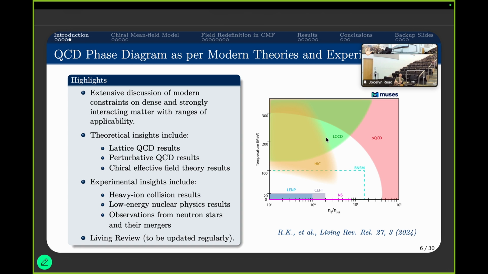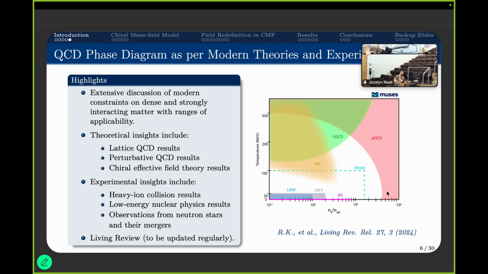So here I have represented the QCD phase diagram as per the contemporary theories and experiments, not just lattice QCD but other fundamental theories as well as the experimental observations. For example, this QCD phase diagram has temperature on the y-axis and baryonic density on the x-axis.